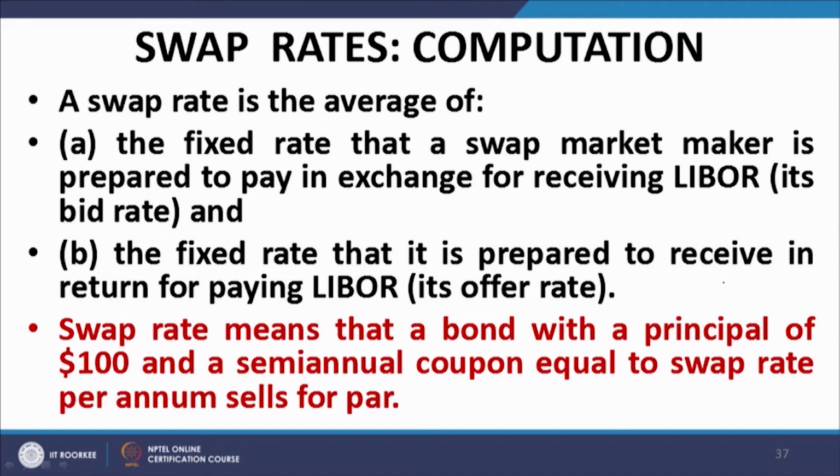Now, swap rate means that a bond with a principal of $100 and a semi-annual coupon equal to the swap rate per annum sells at par. So, if x is the swap rate, then if you have a coupon of x by 2 at intervals of 6 months, then the bond with this kind of interest payment should be selling at par.